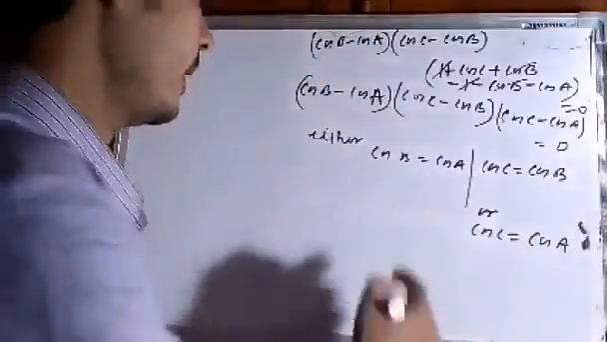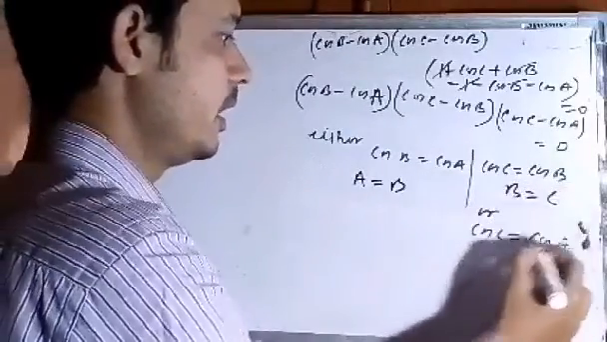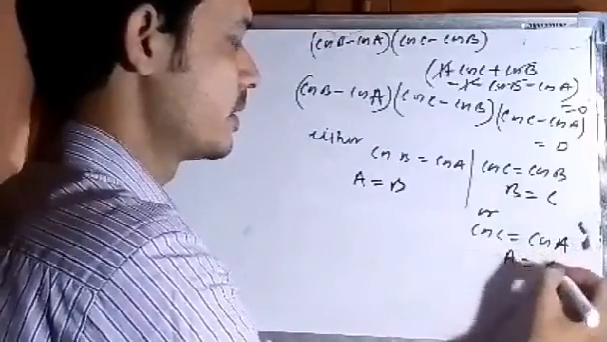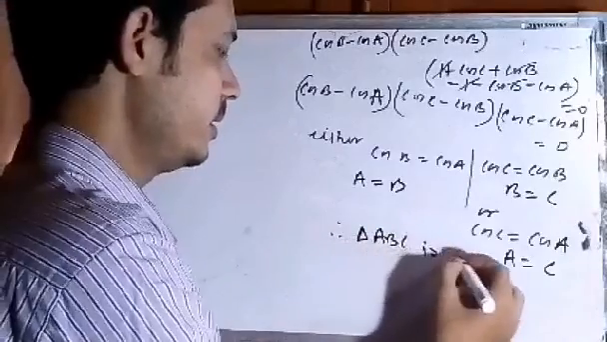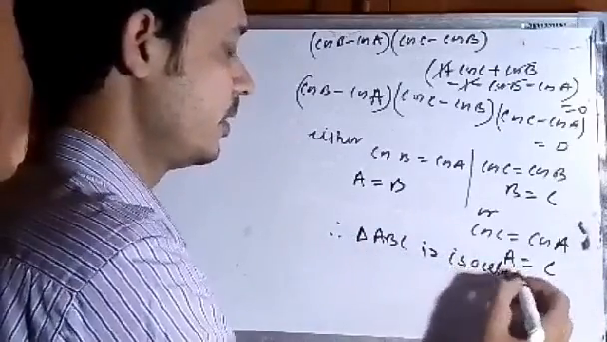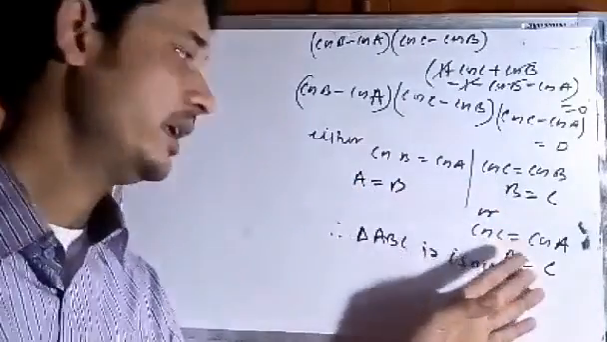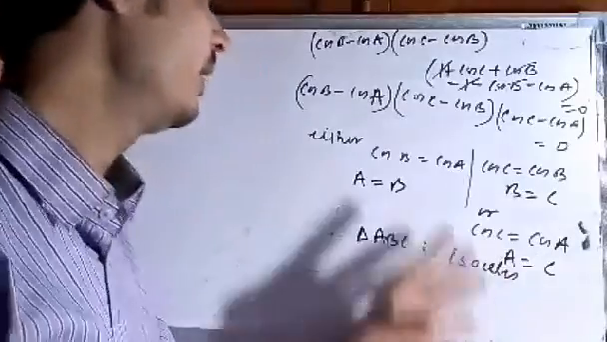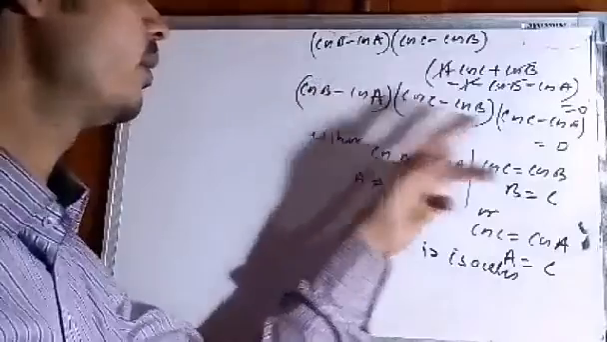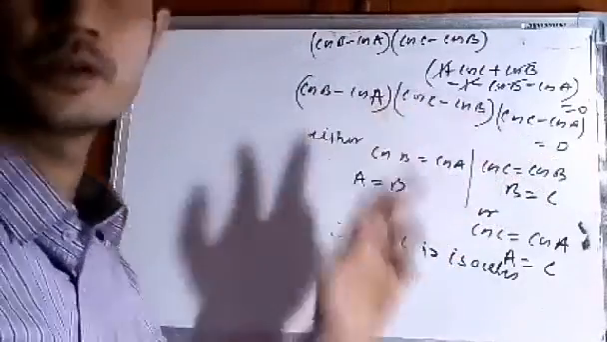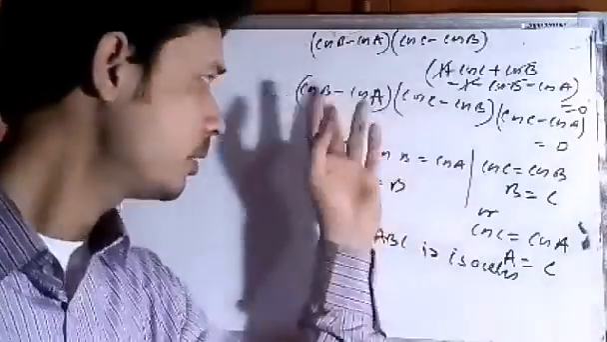So from this we have a equals b, from this we have b equals c, and from this we have a equals c. So we can see that triangle ABC is isosceles, because it may happen that a equals b equals c. In that case, the triangle becomes equilateral also, but we have a minimum of one of them equal to 0. Because the product of these three equals 0, one of them should be 0. It may happen that two of them are 0.